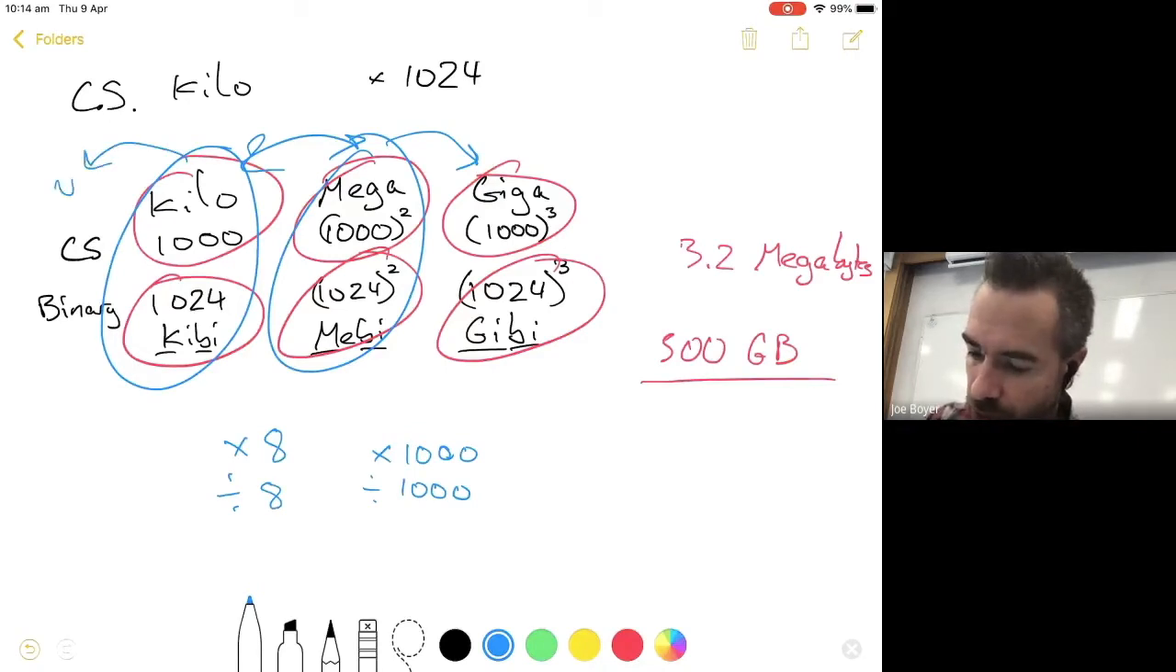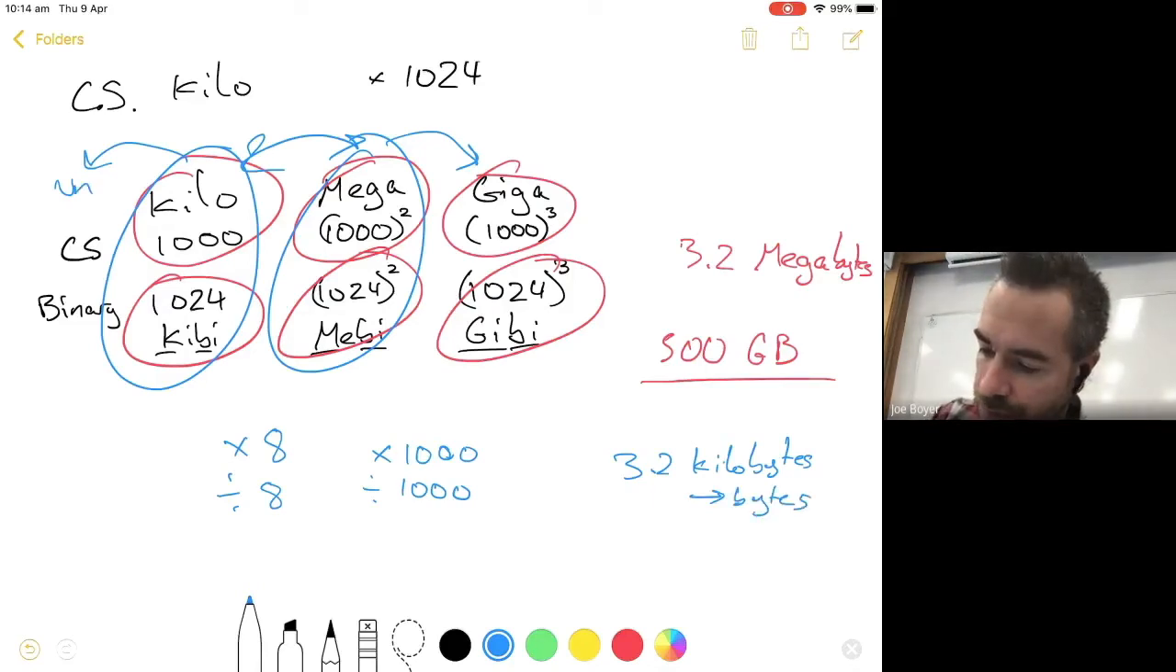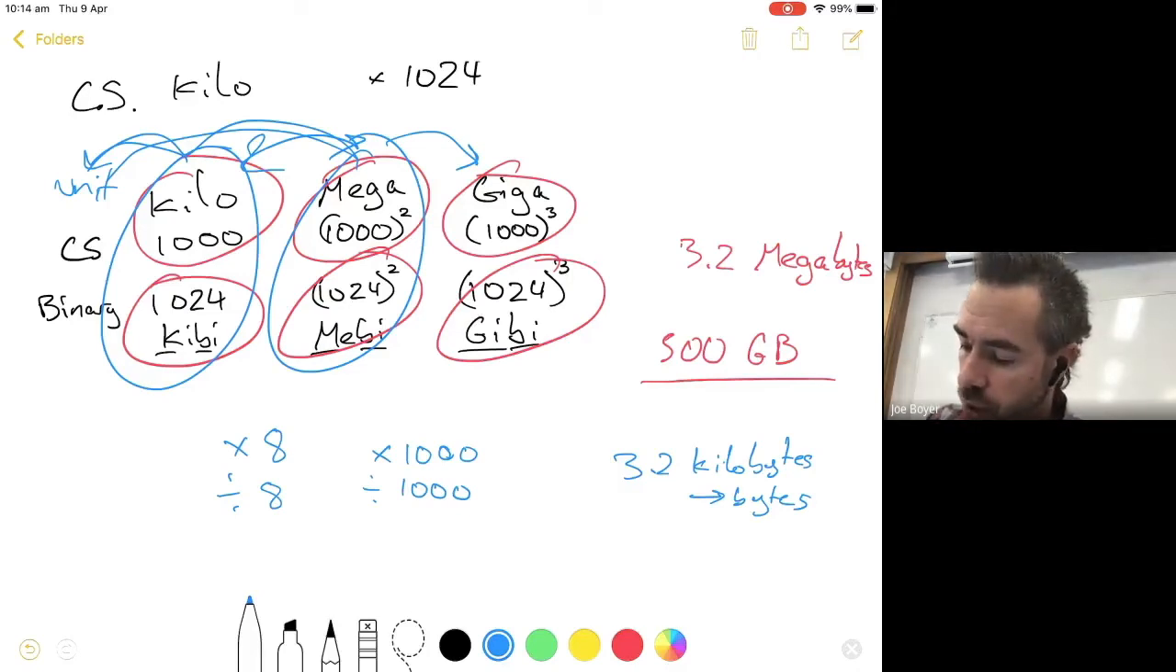What I mean by that is if we are going from, say, 3.2 kilobytes to bytes, then bytes is our unit value. So you're going to be multiplying by 1,000 or dividing by 1,000, possibly repeated times if you're going multiple steps on this chain. If you're going from megabytes down to units, for example, you'll do a times 1,000 twice. Or you might also be multiplying by 1024 or dividing by 1024 if you're going up and down this chain. Let me give you an example of that.